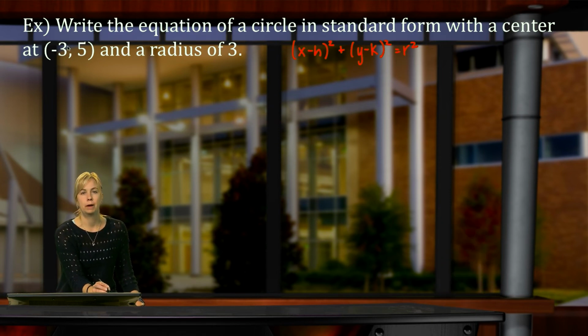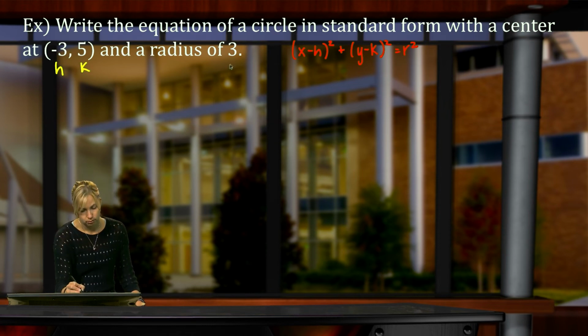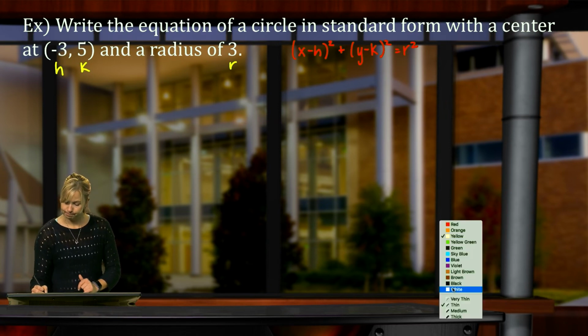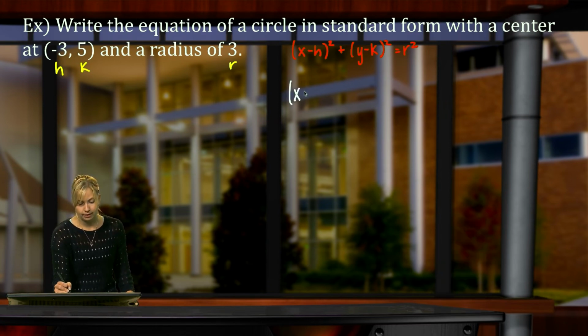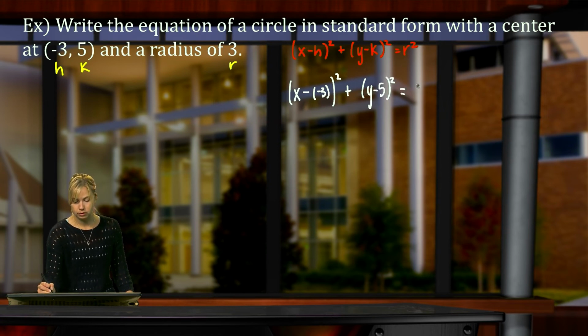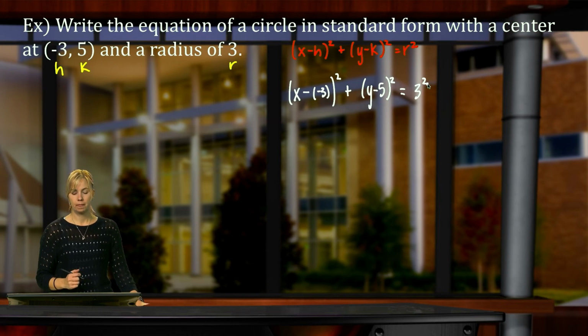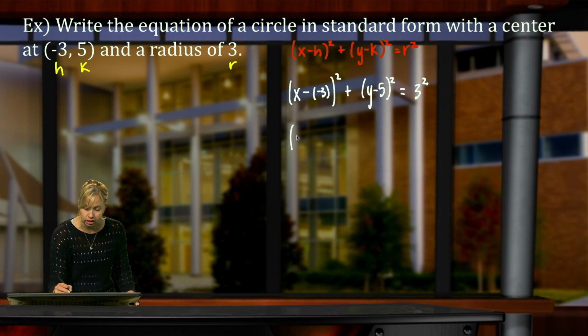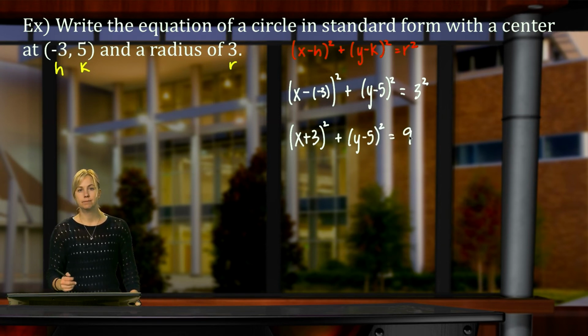Now looking at this ordered pair for my center, -3 is my h and 5 is my k. 3 is my r. So now when we substitute in, we have (x - -3)² + (y - 5)² = 3². Now notice what happens. My standard form is x minus h, but because my x coordinate was negative, this is actually going to simplify to (x + 3)² + (y - 5)² = 9.